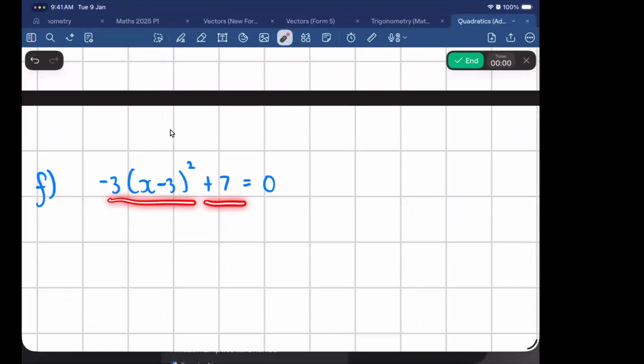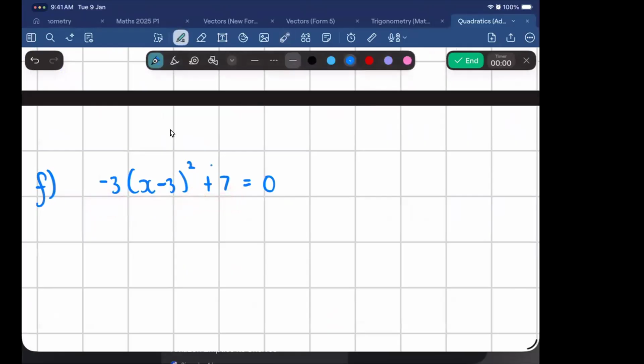A constant is a number, something that doesn't change. Think about it like this. This term has X in it. Is X a constant or variable? A variable. So you see that minus 3 here? That is not a constant because it's involved with a variable. So it's 7. Then we're gonna move 7 across.